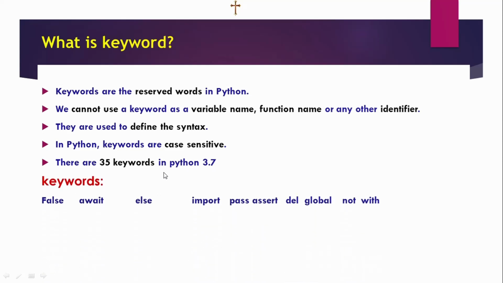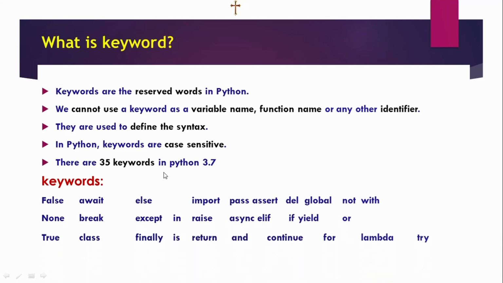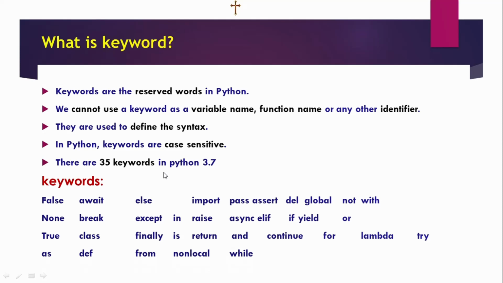The keywords are False, else, import, del, not, with, None, break, except, if, True, class, finally, is, return, def, from, while, etc. The keywords have different classifications. First one: True, False, None. That means value keywords. They check the value, whether it is true or false.